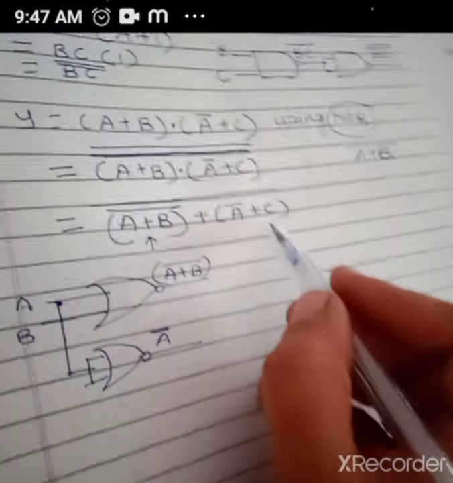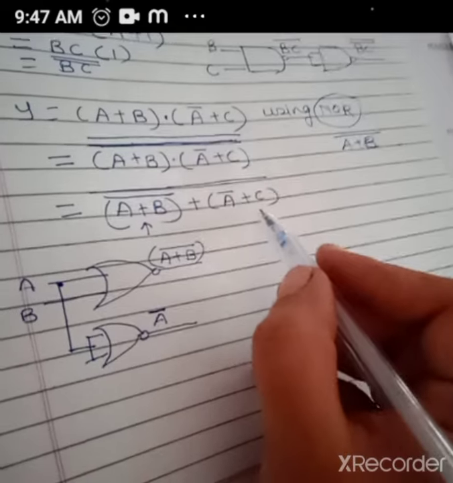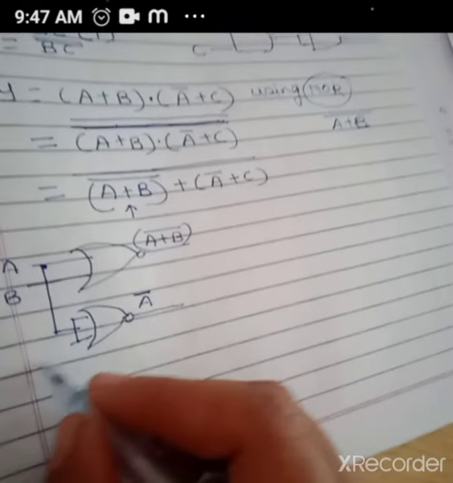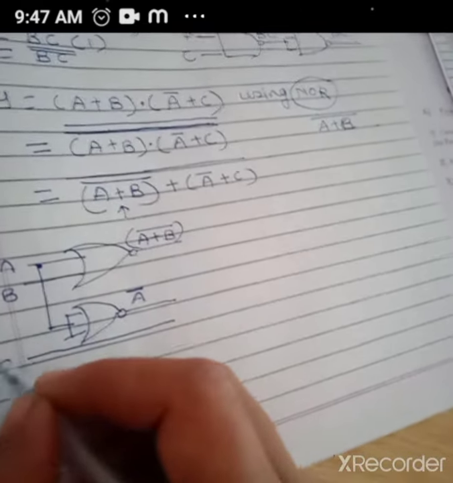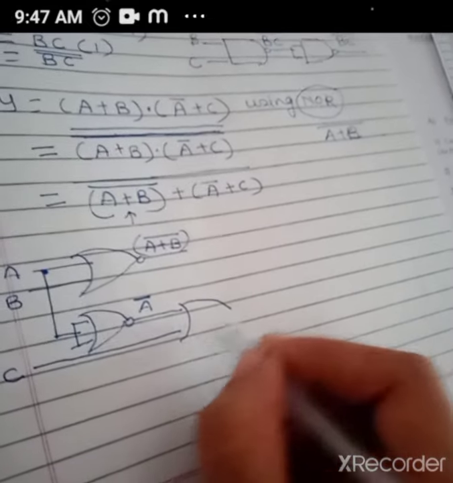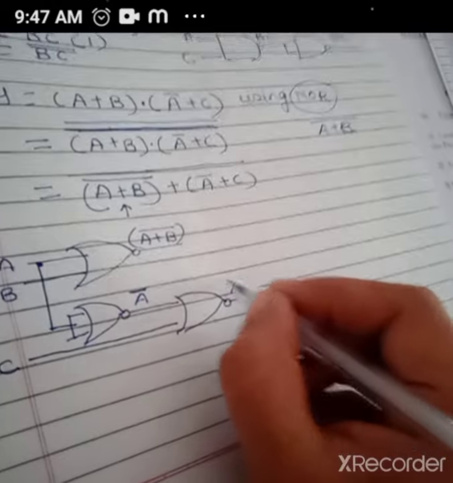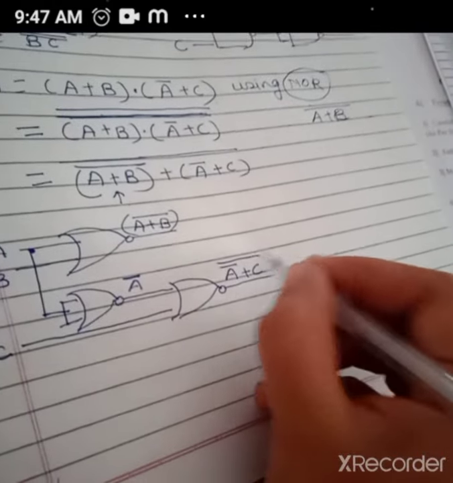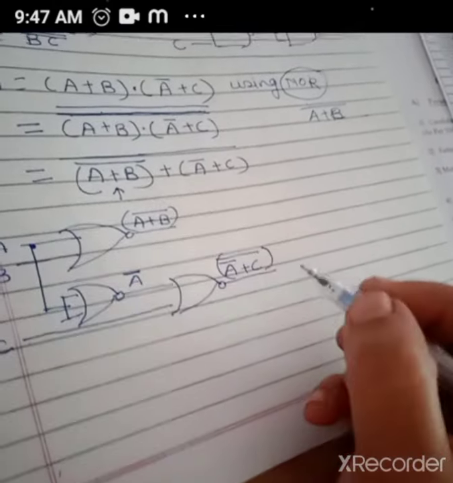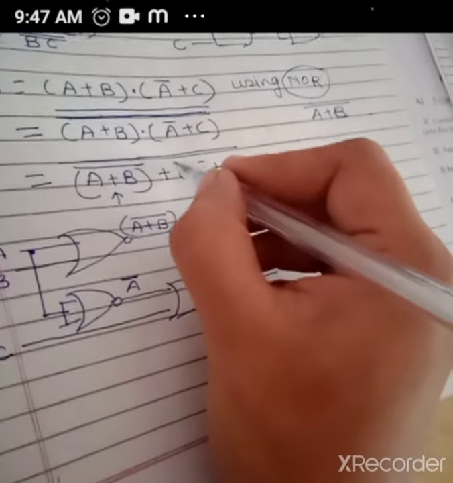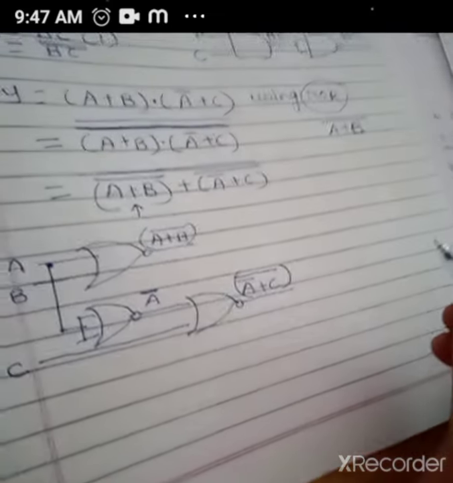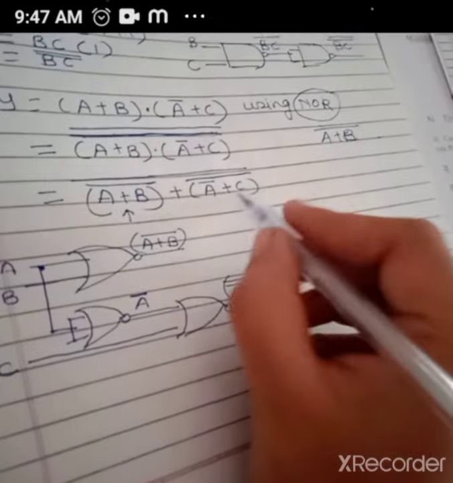C variable does not require any complement, so I will take C as it is and combine using NOR only. So this NOR will give you (A bar plus C) whole bar. Right? Here one bar is remaining. Sorry. So this term we have designed.